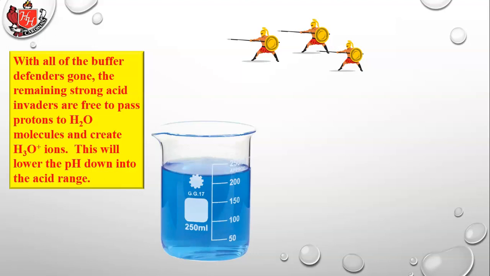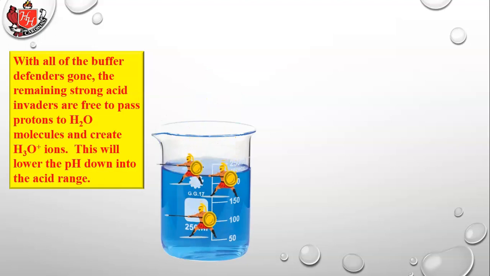So with all of the buffer defenders gone, the remaining strong acid invaders are free to pass protons to water molecules, and that creates hydronium ions, H3O+ ions. This will lower the pH down into the acidic range. So there they go. The invaders are going to jump in the solution, and they're going to create hydronium ions.